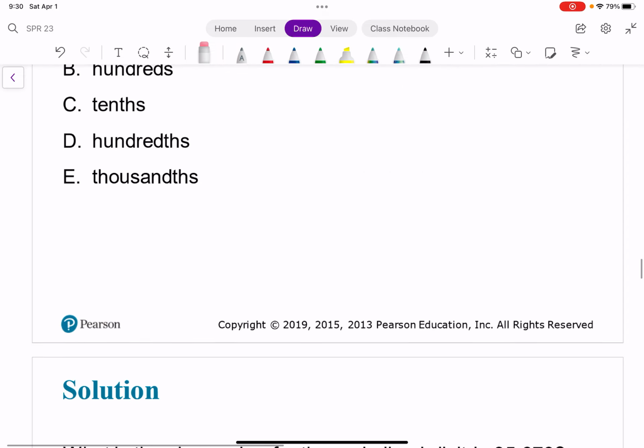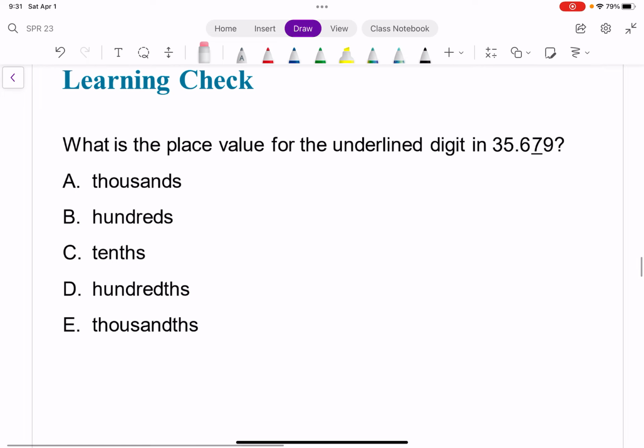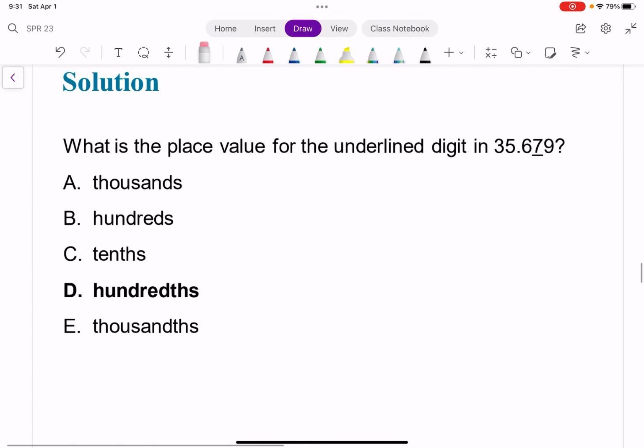I'm not going to go through the learning check. You know what? If you want to, you can pause the video and try it out. Okay. Which decimal place is that one? Yeah, it's the hundredths place after the decimal.